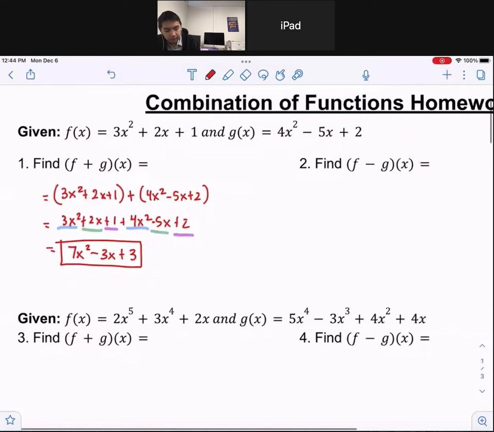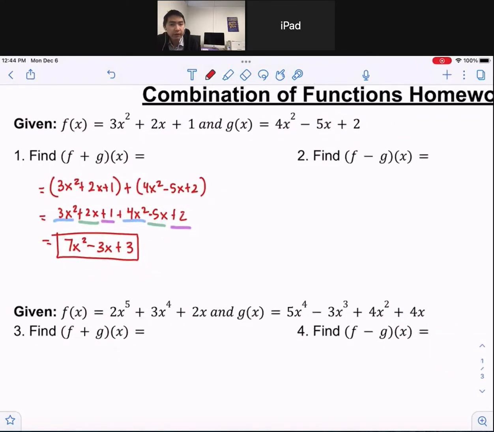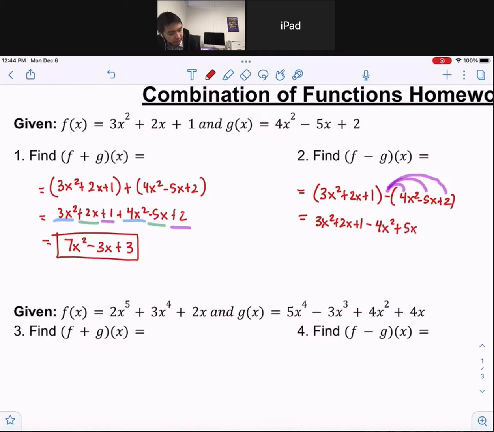Now for f minus g of x, you have to subtract the functions from each other. So the f function first, minus the g function, which is 4x squared minus 5x plus 2. And because there's a minus sign, we just have to distribute this minus sign to each one of these terms. 3x squared plus 2x plus 1 minus 4x squared plus 5x minus 2.